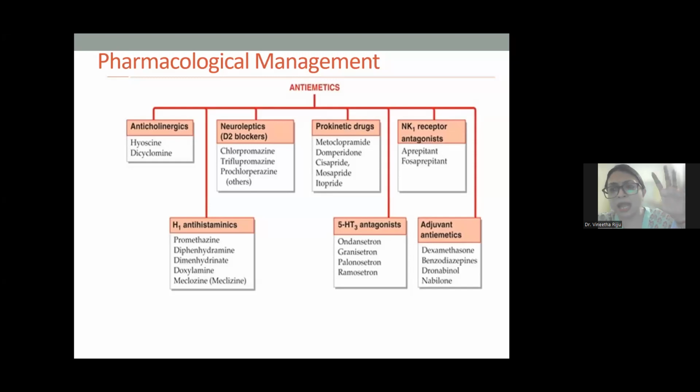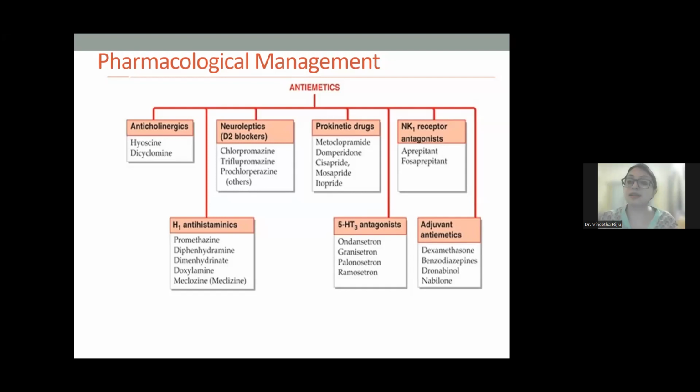Aprepitant comes in an oral form, and it is a strip with 3 tablets. The first tablet is 125 milligram and the other 2 tablets are 80 milligram each. The first tablet is given before the chemo is administered. The second and third tablets are taken on day 2 and day 3. Then you have H1 antihistaminics, and you also have the 5-HT3 antagonists. And then you have the adjuvant antiemetics.